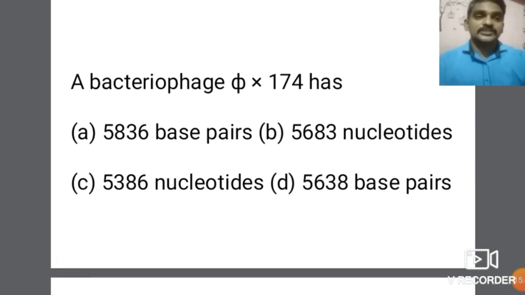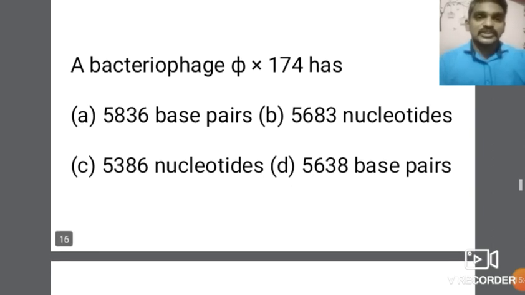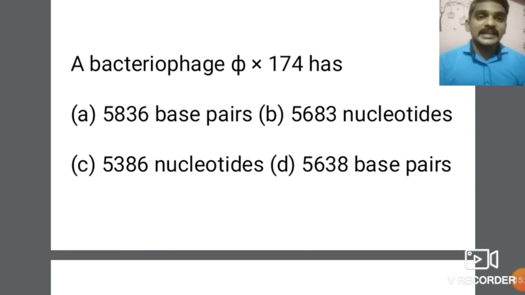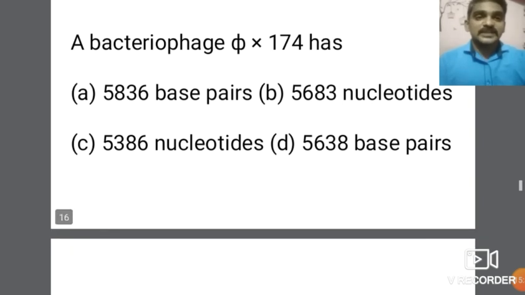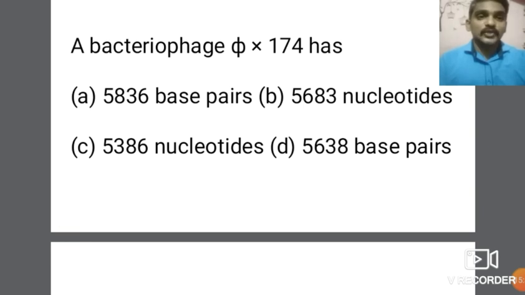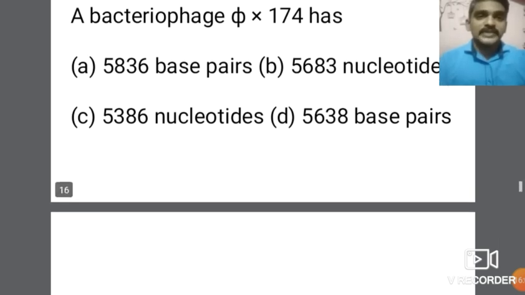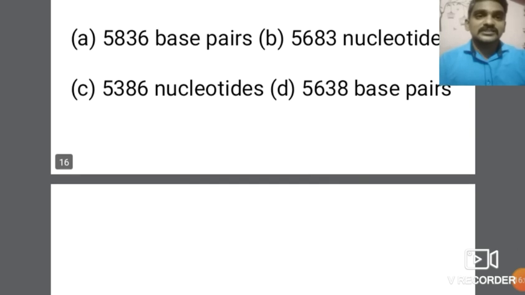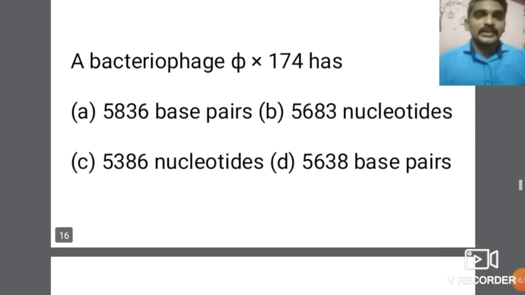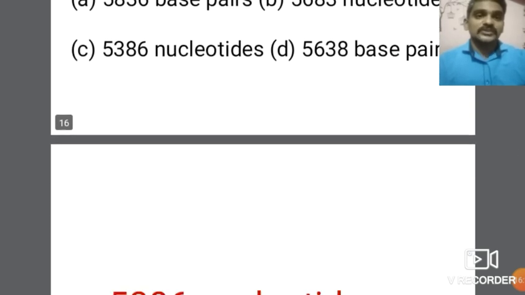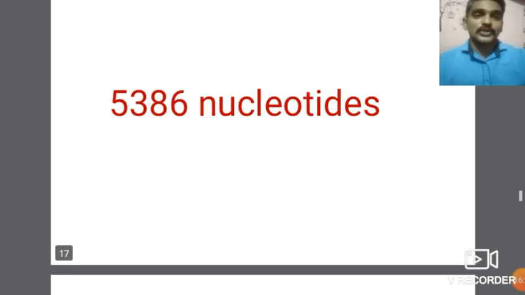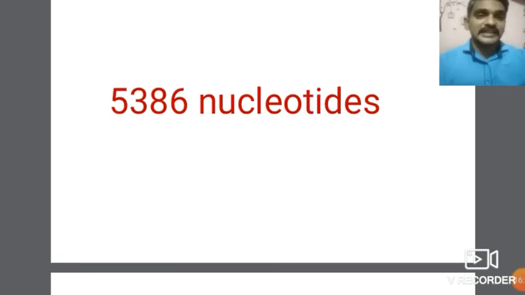In your textbook it has been given, it is a direct question actually. So 5386 nucleotides. Why? Because base pairs will not come, as this bacteriophage has only single stranded DNA as a genetic material. So in that case they will be having 5386 nucleotides. This is the genetic content of the bacteriophage phi X 174, 5386 nucleotides, because they have single stranded DNA.